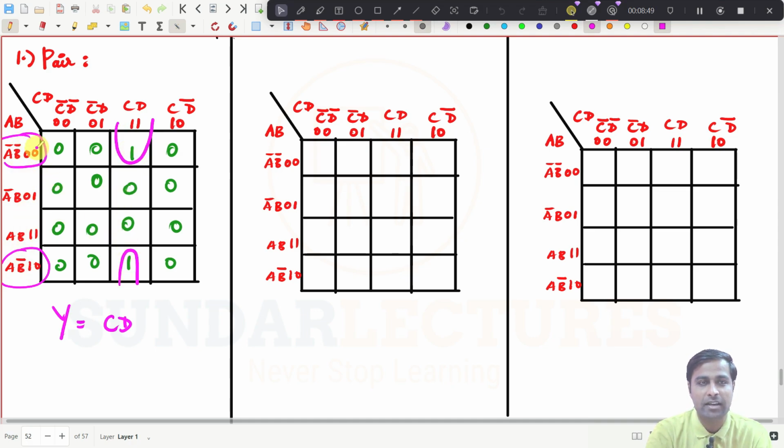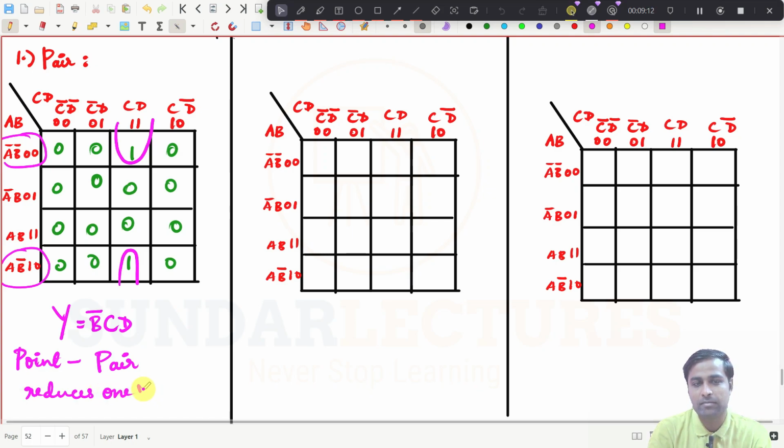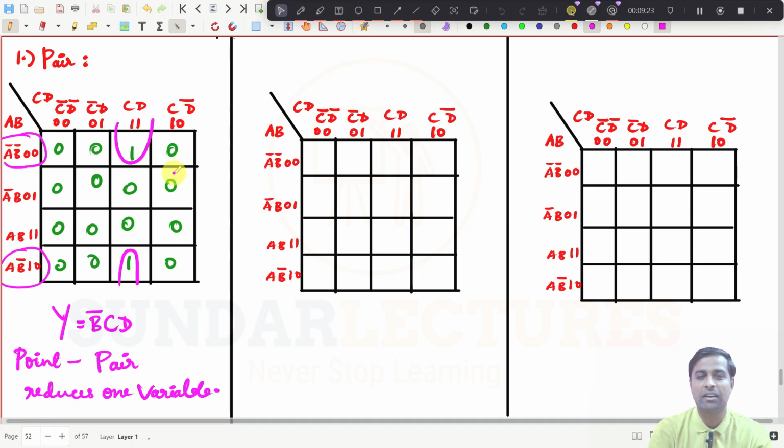Because these two are adjacent, B bar is the common term. So I have to write B bar. See this: for a pair in a 4 variable K map, I am getting 3 variables. So the point is, a pair reduces one variable. Even in a 3 variable K map, we get 2 variables. One variable has been reduced. As well as in the 4 variable, you get 3 variables. So one variable will be reduced if it is a pair. Try to understand, right?